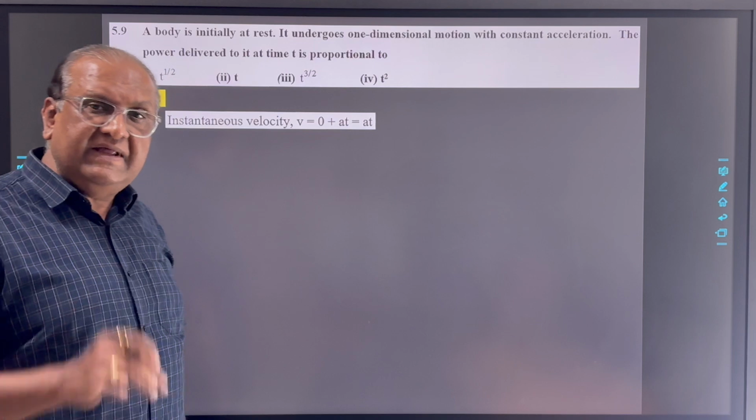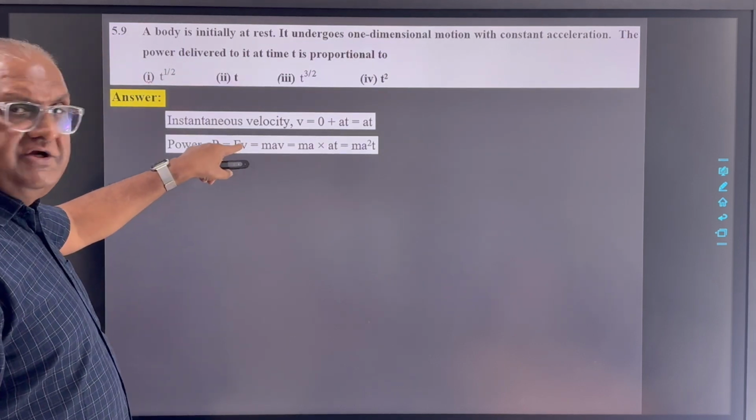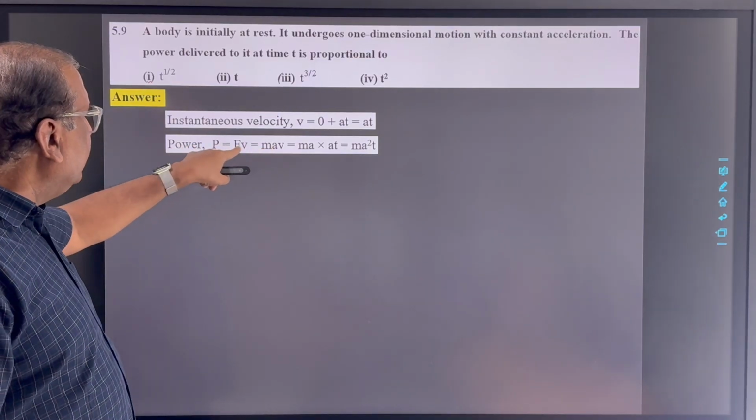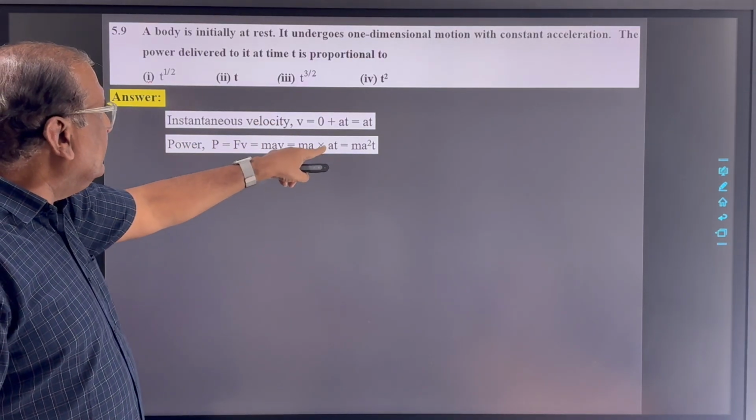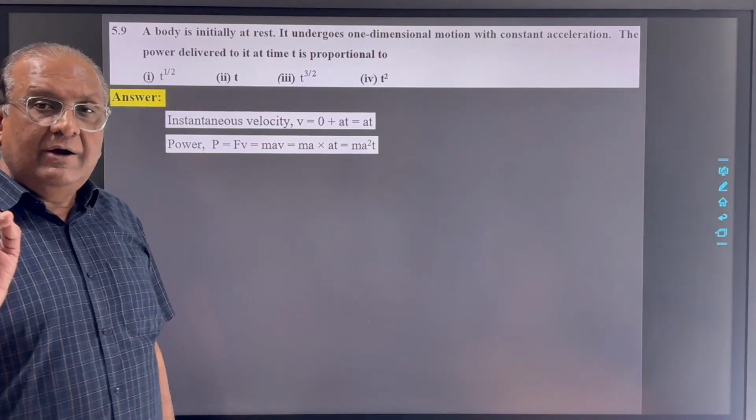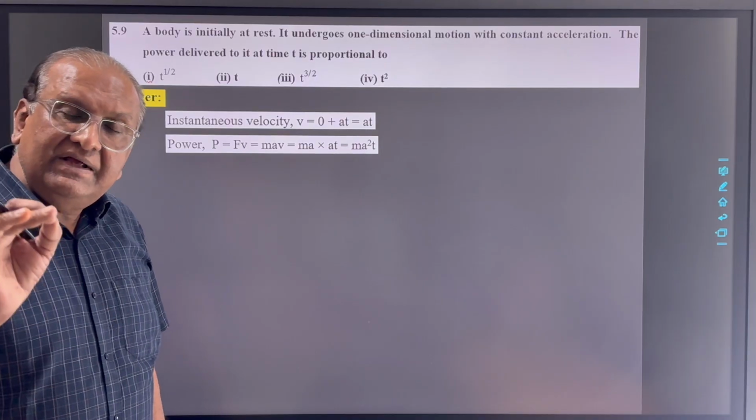Now power P is equal to force into velocity. Force F is ma, into v, but v is at. So we can write P = ma²t. Now the mass of the object is constant.